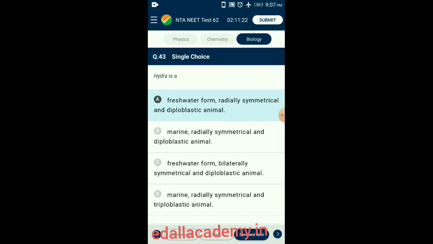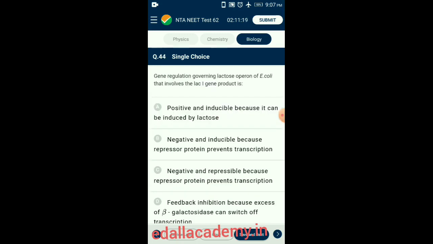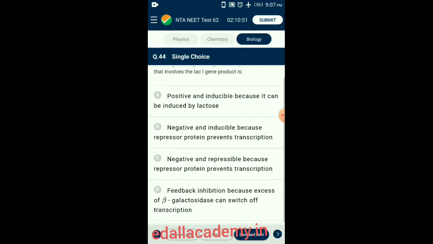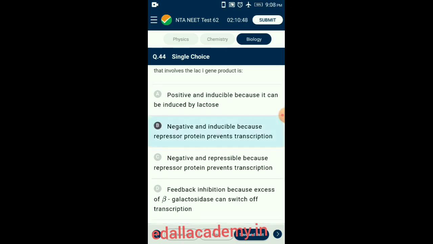Question number 44. Gene regulation governing the lactose operon of E. coli that involves the lac I gene product is... In negative regulation, a repressor molecule binds to the operator of an operon and terminates transcription. The lac operon is a negatively controlled inducible operon where the inducer molecule is allolactose. So the answer is option B. Negative and inducible, because the repressor protein prevents transcription.